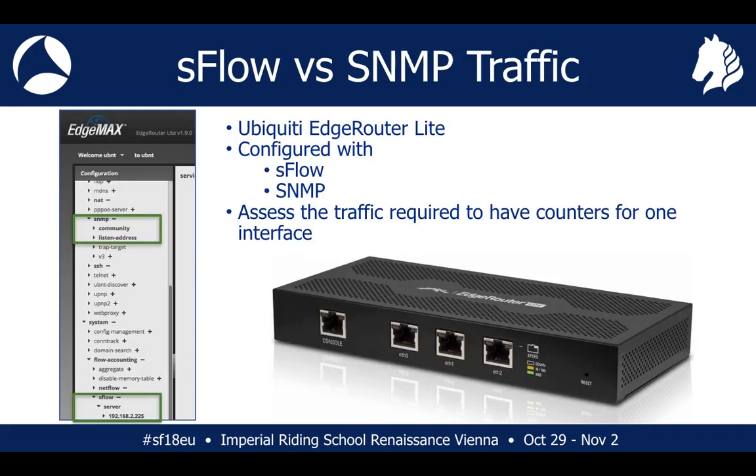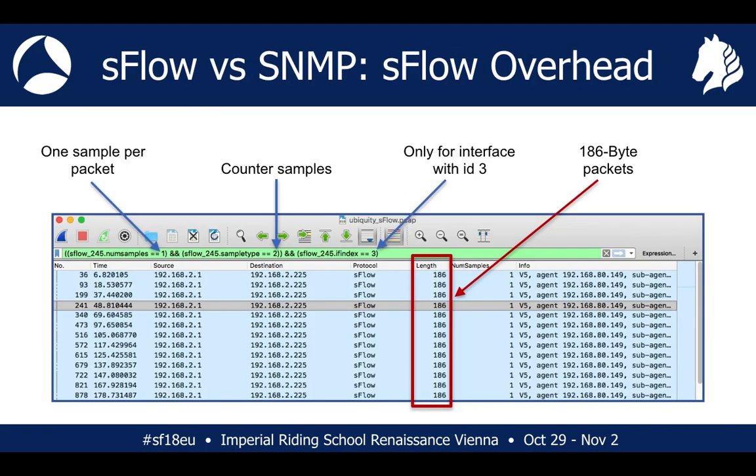To do a comparison, I used this small Ubiquiti router, and I configured it with sFlow and SNMP. Very easy, cheap device and easy configuration. Okay, let's start with a focus on the sFlow samples. So this is a capture of the sFlow traffic generated by the Ubiquiti.